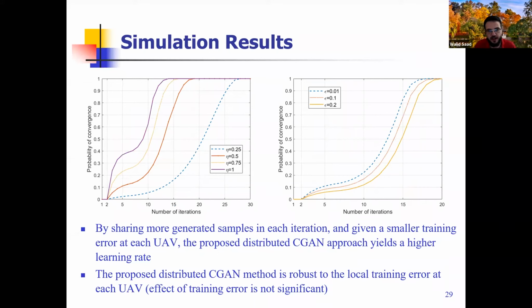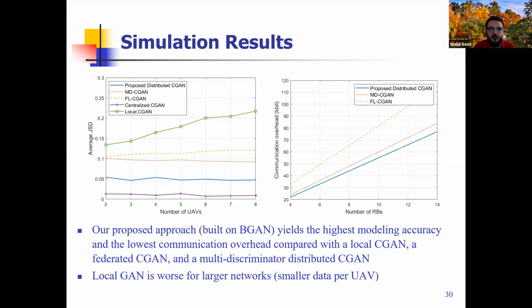And then you have, again, the probability of convergence, and the more local samples you have, again, the faster you can converge. But even if you have a few local samples, you can still find a probability of 1 to converge, and that's good. The other parameter we varied here is the upper bound on the local training error at every UAV. It seems this parameter does not affect much your probability of convergence, and that's good. That's some robustness to local training errors, and that comes because we are able to share the different parameters among each other.